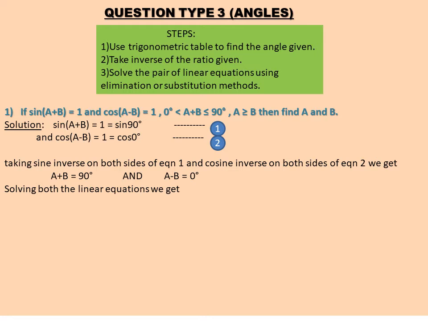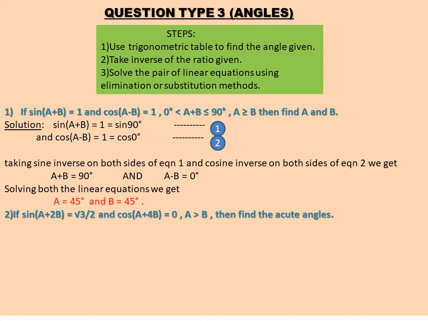It is either substitution or elimination or any method you want to use, and you will find the answers as a is equal to 45 degrees and b is equal to 45 degrees. You just need to solve the linear equations, right? So this is just a short and quick one. Just remember the three steps. First step is remember the trigonometric table. Second step is take the inverse, and third is solve the linear equations, right?